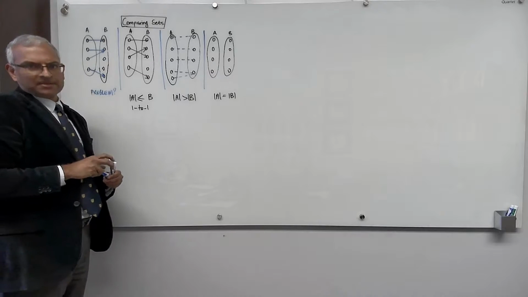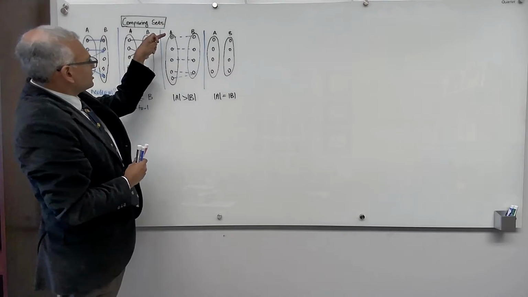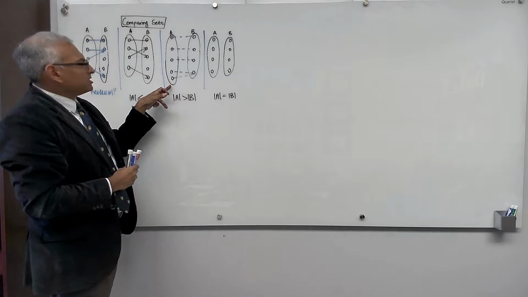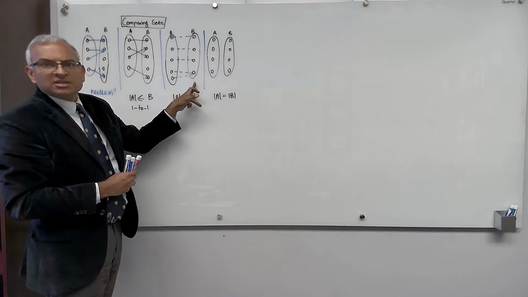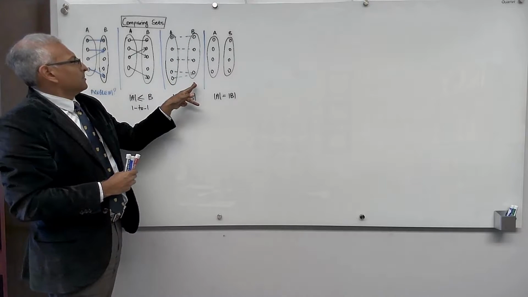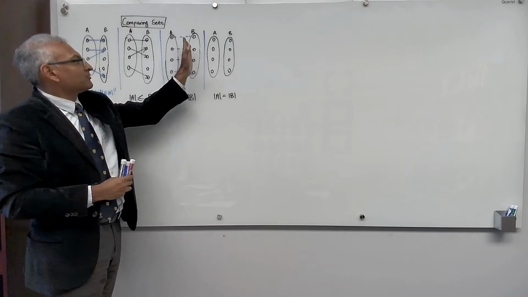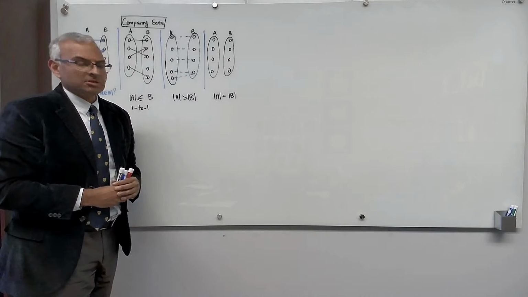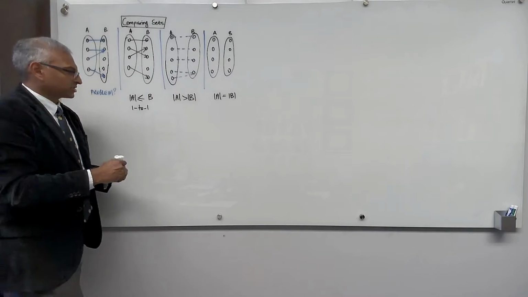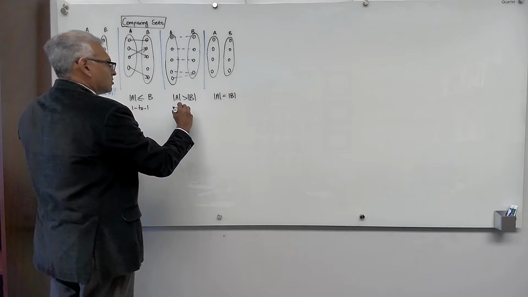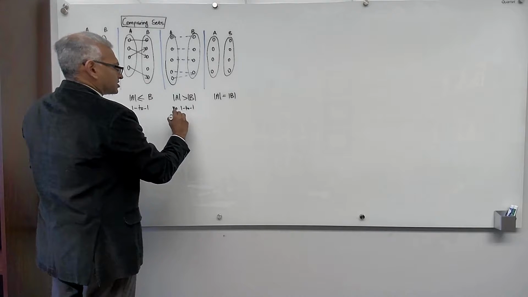In fact, by the pigeonhole principle, if you're mapping these elements in A to elements in B, and there are more elements in A, then at least 2 of these elements will have to get mapped to one of the elements in B. So you cannot have a one-to-one function. There's no one-to-one possible.